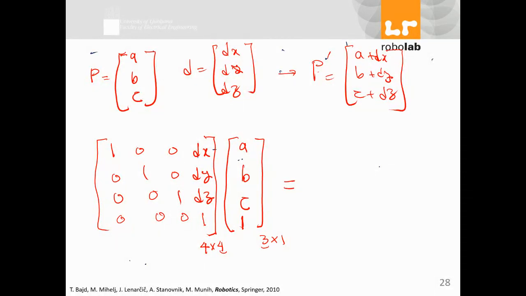Exactly. Now, if you multiply these two together, what would you get? What would be the result? So this one will be 4 by 1. Your result will be a matrix which is 4 by 1. What would be the first component here? Can you do that for me, please? The first component.